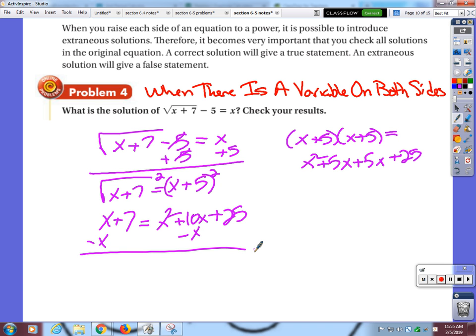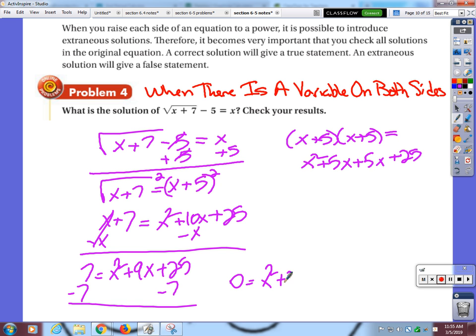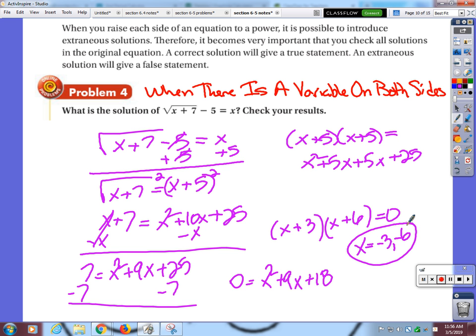So first thing that you do, Amy said subtract x from both sides. So that gives you 7 equals x squared plus 9x plus 25. And then I subtract 7 from the 25. And so that gives me 0 equals x squared plus 9x plus 18. Okay? So now to solve this, it's not that bad. I have to factor. So I need to come up with two numbers that multiply together to be 18 and add to be 9. And those are 3 and 6. Okay? 3 times 6 is 18. 3 plus 6 is 9. So then my final answers are -3 and -6. Okay? Yes, it's the opposite.